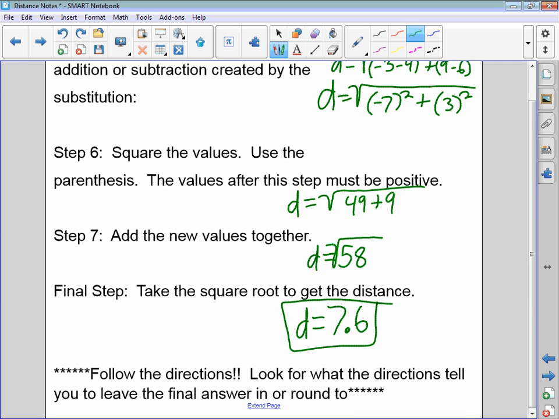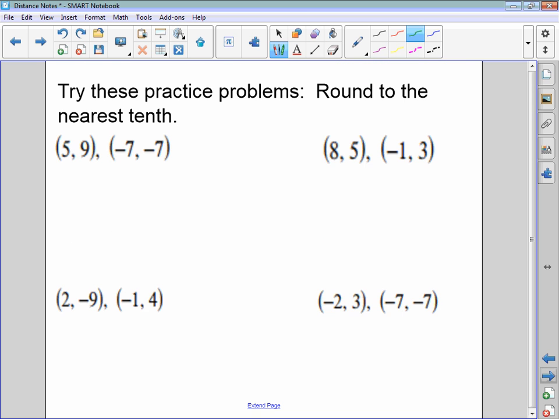Remember again to follow the directions on the assignment or question given, and look for what the directions tell you to leave your final answer in, or what they want you to round it to. Very important. Please try these practice problems and round to the nearest 10th. We will go over these in person, so please complete these and have them ready to go over in class. If you need to, you can always draw yourself a coordinate grid to help check using the Pythagorean theorem.